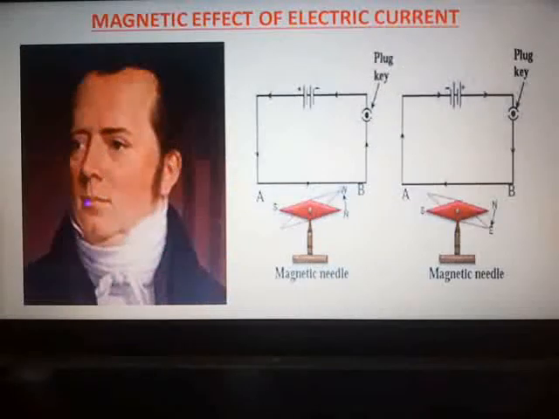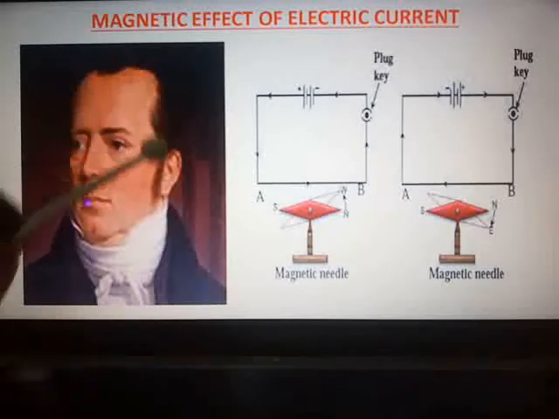Then we have moved to the next topic, which is our today's topic, magnetic effect of electric current. I have told you that this effect was accidentally discovered by the scientist Hans Christian Ørsted. You can see his photograph over here.